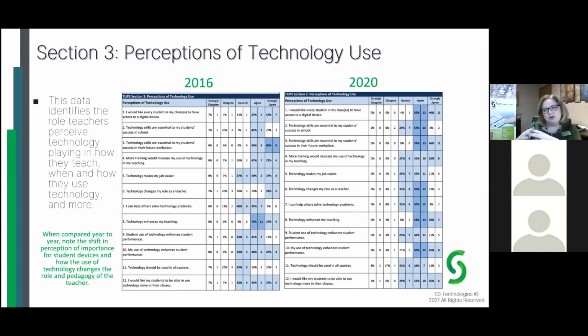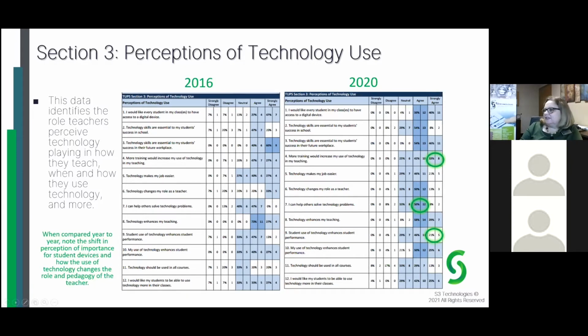So as a coach or as a training specialist, you want to meet the teachers where they are. You need to know, are they on board already? Am I just teaching them skills, or do I need to explain to them why this is important, how this is used in the classroom? All of those things you can pull out of these numbers.